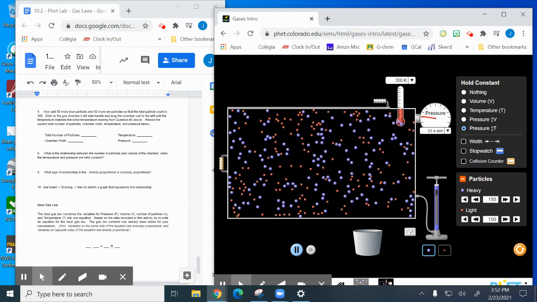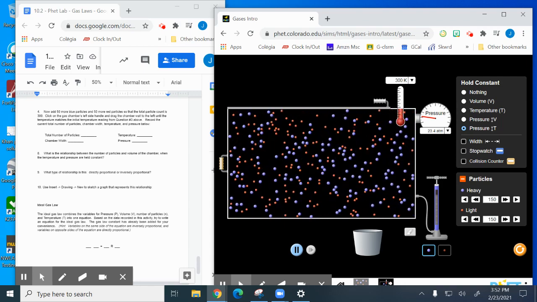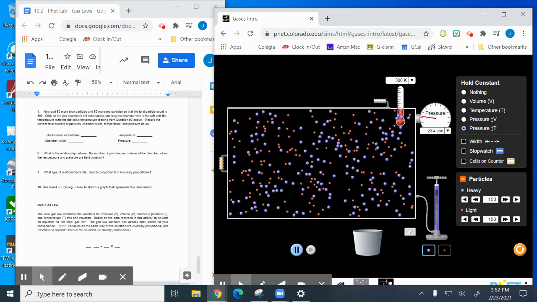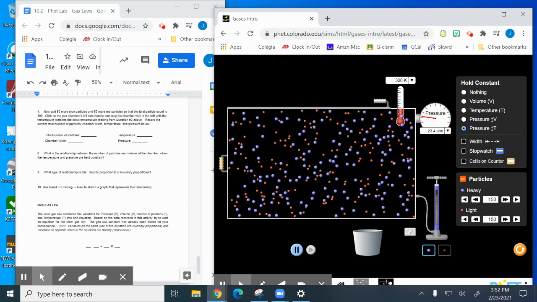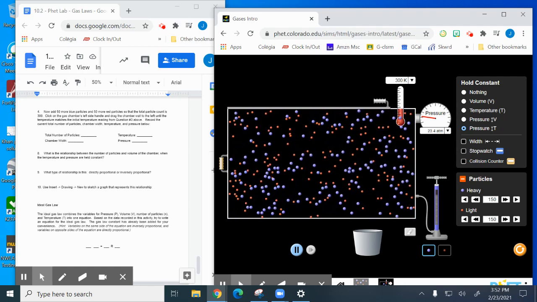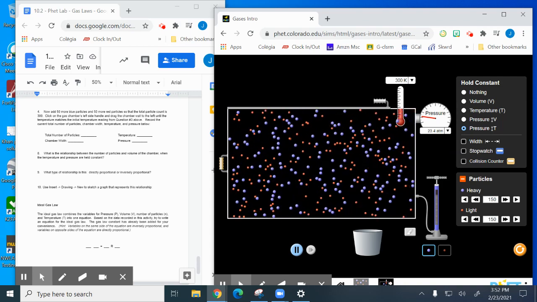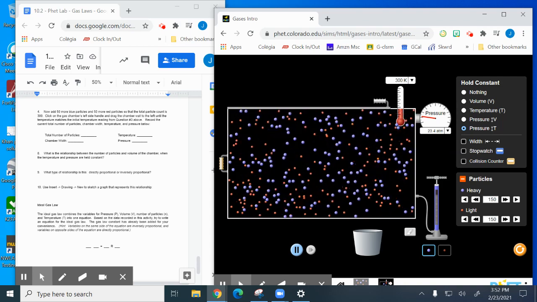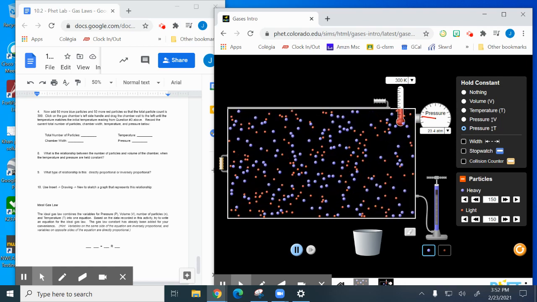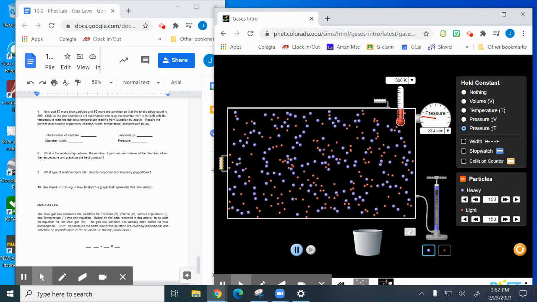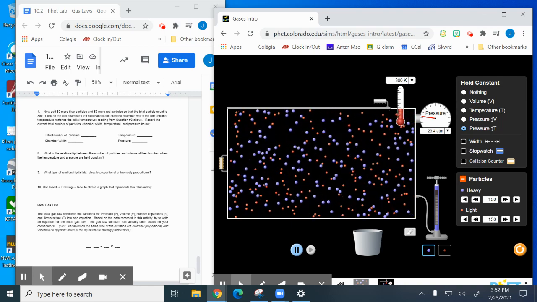That's a really weird question. What is the relationship between the number of particles and the volume of the chamber if you are holding the temperature and pressure constant? Well, as the number of particles goes up, the volume of the container has to go up, right, if you want to hold the temperature and pressure constant. So that's directly proportional. Okay.